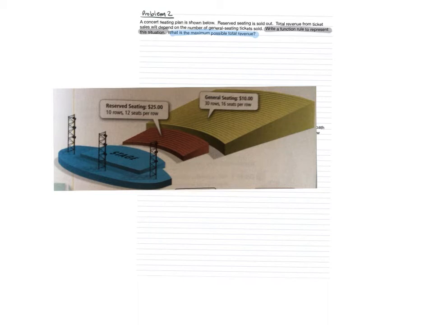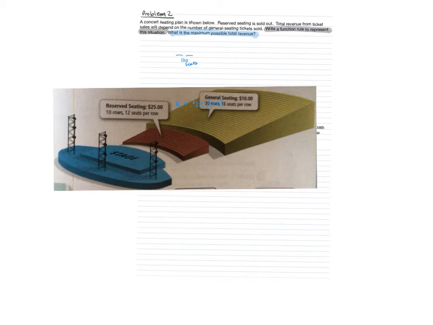We have total revenue, right? So revenue, that's going to be the total amount of money that we bring in, is going to be from reserve seating. So reserve seating is $25. And then how many people can sit there? 10 rows, 12 seats. So that is 10 times 12, which is 120 seats. So there are 120 people that pay $25, and we know that that's sold out.